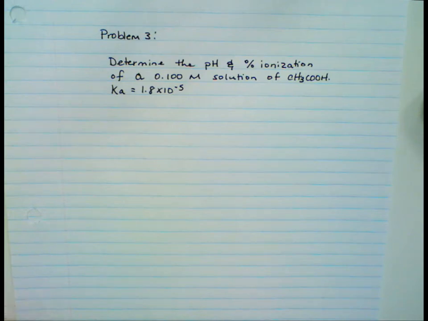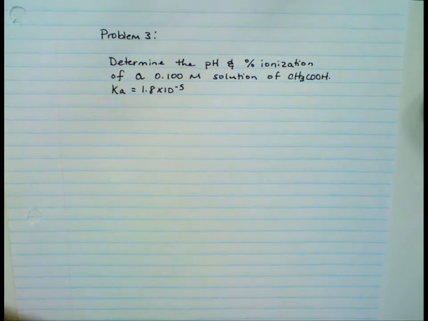Our last situation is where we're going to determine the pH and percent ionization of a 0.1 molar solution of acetic acid, which is CH3COOH, and it has a Ka value of 1.8 times 10 to the negative 5. And whenever you're given a Ka value, that should be a hint that this is a weak acid and not a strong acid, and so we have to approach it differently.